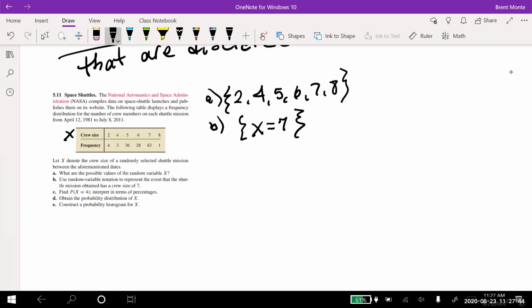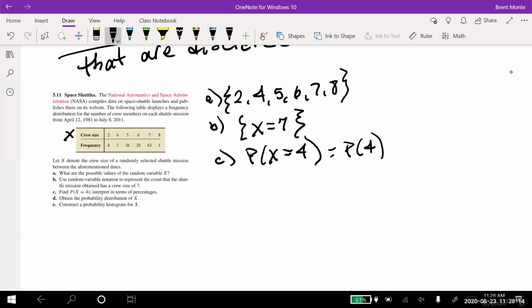And notice in C, they use that same notation, but they put a P outside. They're saying, oh, what's the probability? So find P of X equals 4 and interpret in terms of percentages. Now, that's the very formal way of writing it. A lot of times you're just going to say P of 4. Each of those are very commonly accepted, and so you don't have to do the formal X equals 4 notation.